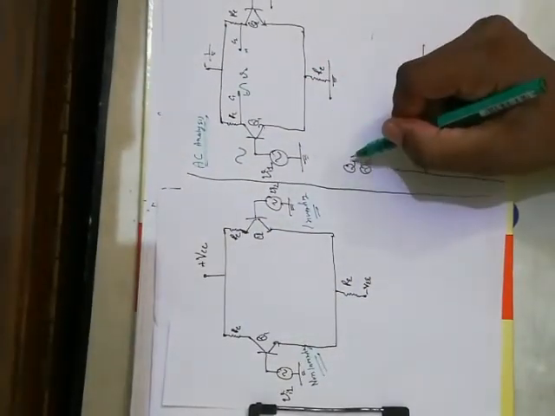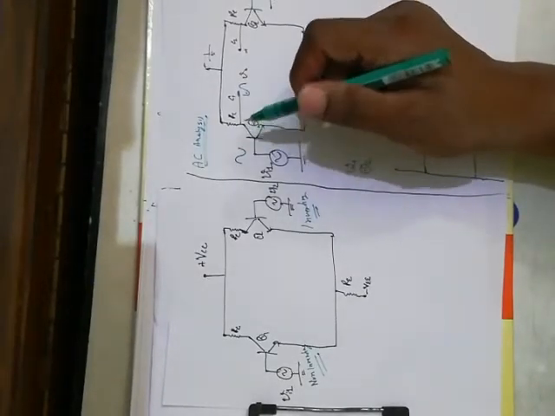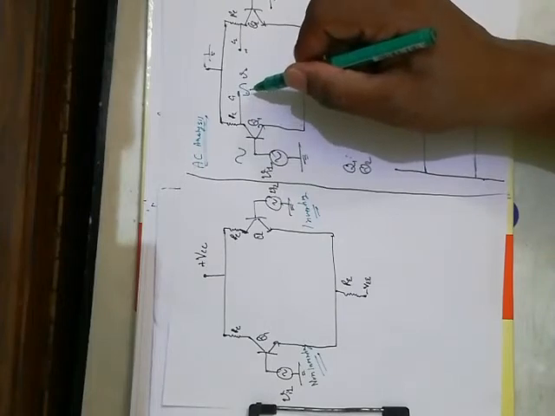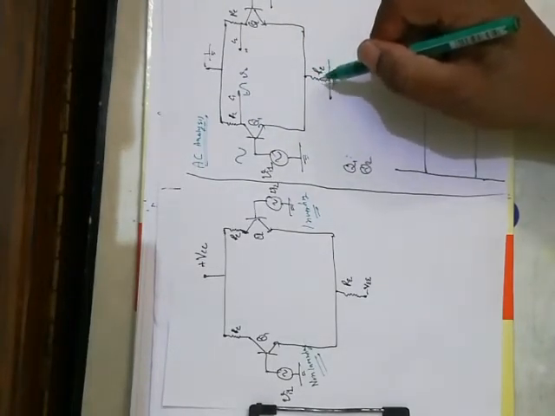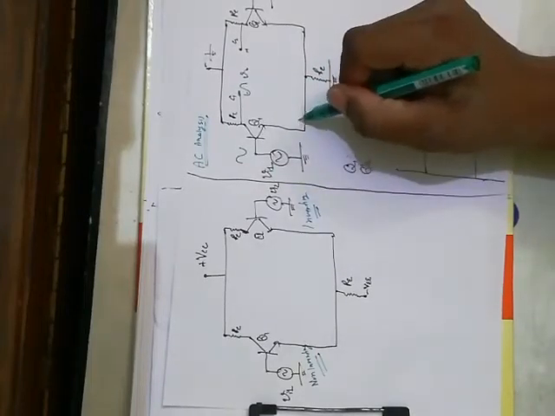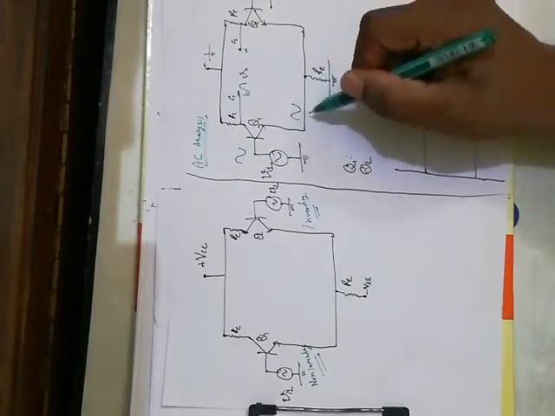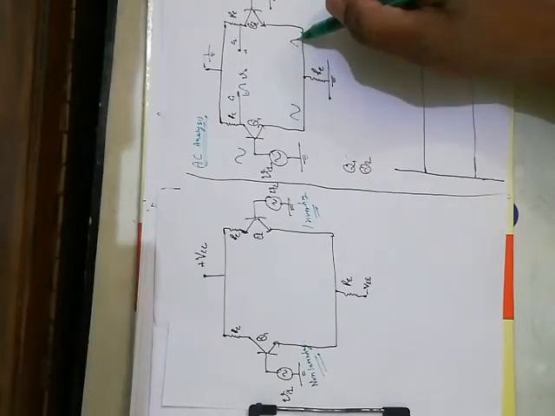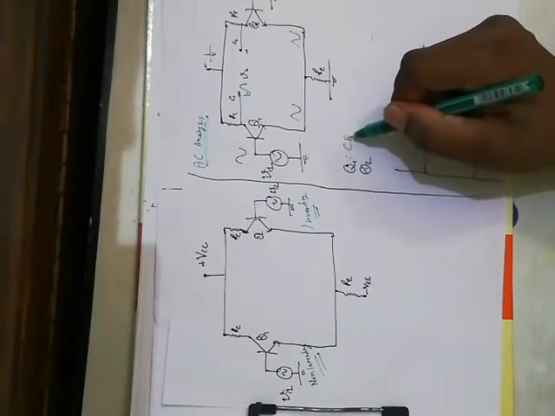Now this Q1 is the common emitter amplifier, and the input which we are feeding at the base is providing an out of phase output at the collector. Now what is happening at the emitter terminal? Because these both are connected, this signal will go through and will be here. Now the Q1 is a common emitter amplifier.